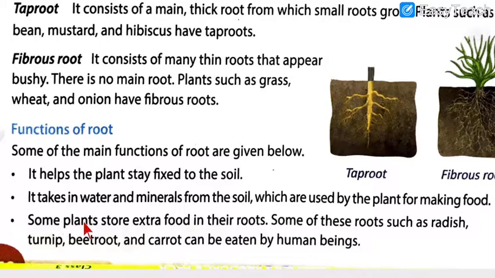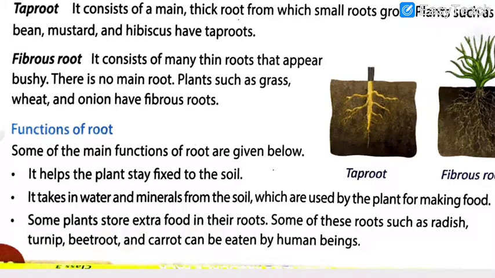Third point is some plants store extra food in their roots. Some of these roots, such as radish, turnip, beetroot, and carrot, can be eaten by human beings. So you might have heard about these names, beetroot, carrot. These two are especially very famous. We eat them even in our salad while having dinner or lunch. So they are the roots which we are eating.